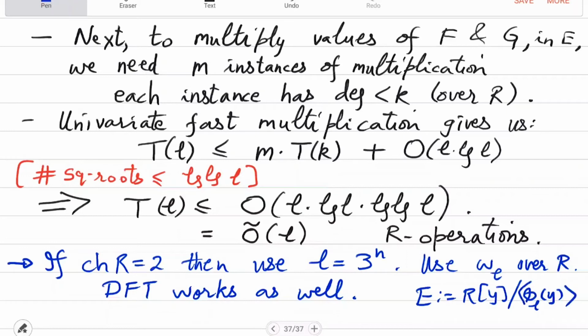When we had 2 power n, we used the second polynomial. We needed 2 power n. That was phi 2 of y, because it was x plus 1. What is phi L of y when L is 2 to the n? So you work it out, it will be that.